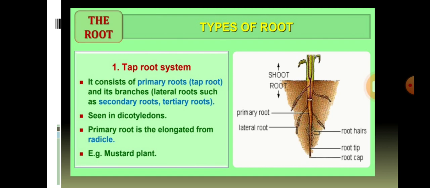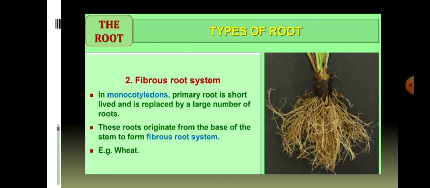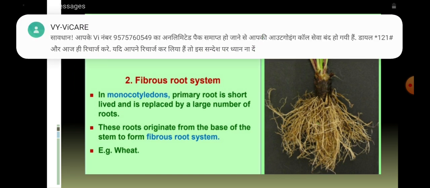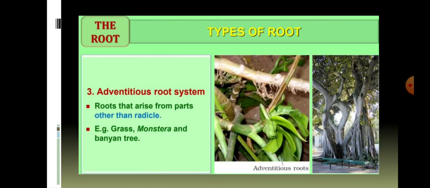Taproot system: the primary root plus its branches make the taproot. For example, mustard and also carrot. Then fibrous root system, it is present in monocotyledon plants. The primary root is short-lived after germination, then replaced by a large number of roots. An example is wheat. Now the third type of root system is adventitious root. Roots arise from some other plant part, not directly from the radicle.